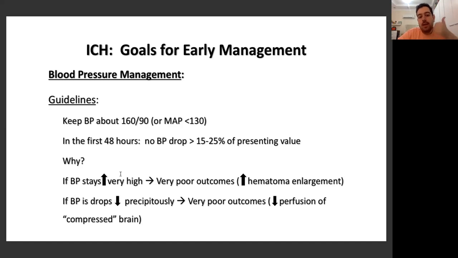So you don't want to make it very high, so that the brain does not swell and edema does not form, and you don't want to develop high intracerebral pressure. But at the same time, you don't want to lower it much, so that you decrease the perfusion to these sensitive areas. As a rule of thumb, you want to make it around 160/90 or a mean arterial pressure of less than 130. And you don't want to lower it beyond 25% of their presenting value.